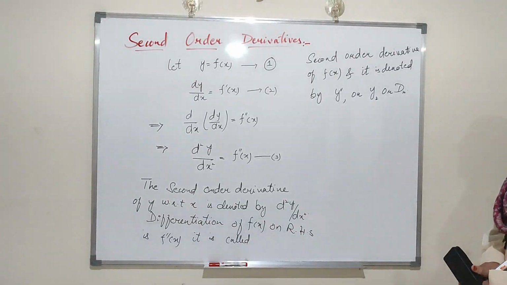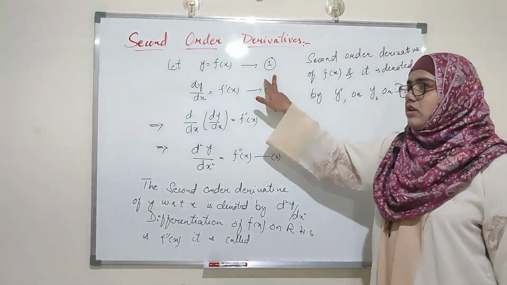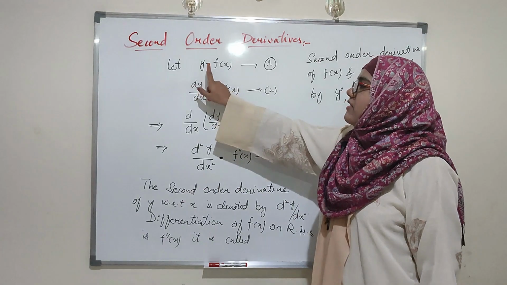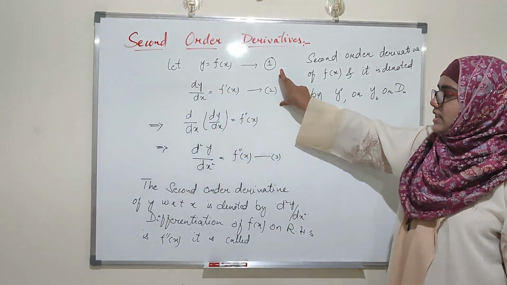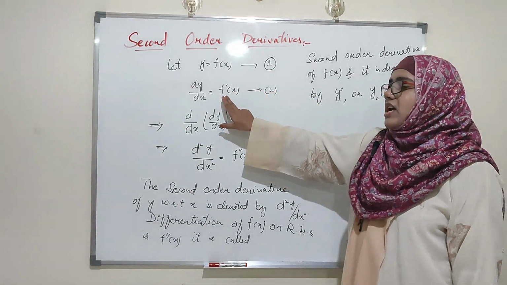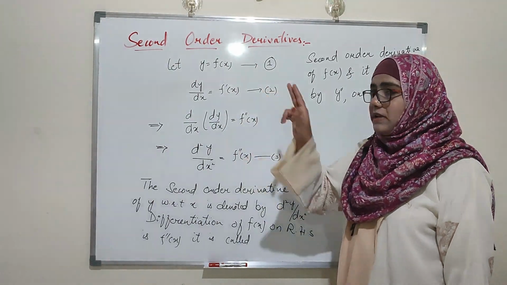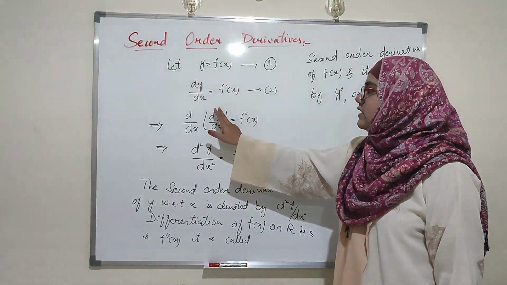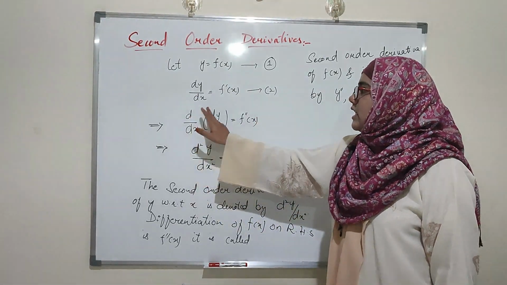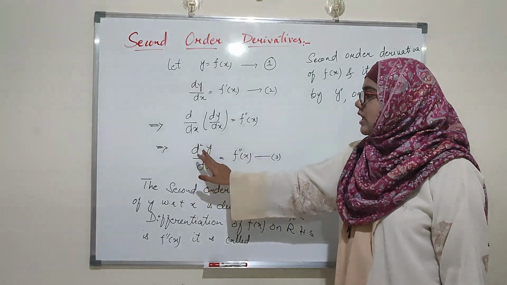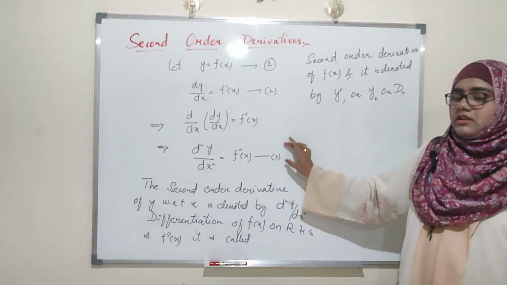So I'm explaining it once again. Consider y is equal to f of x. Name this one as equation 1. Differentiation of y with respect to x, we get dy by dx is equal to f dash of x. Name this one as equation 2. Suppose f dash of x is differentiable. Now we may again differentiate equation 2 with respect to x. Then we get d by dx of dy by dx is f double dash of x. Or we can say d2y by dx square is equal to f double dash of x. Name this one as equation 3.